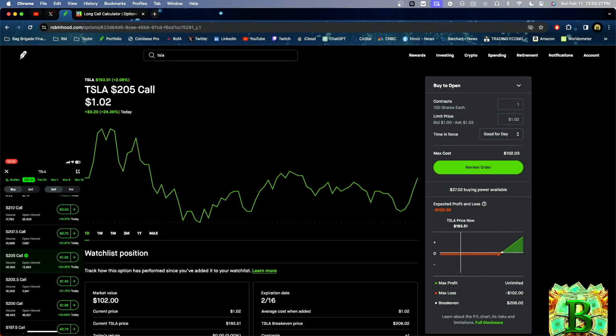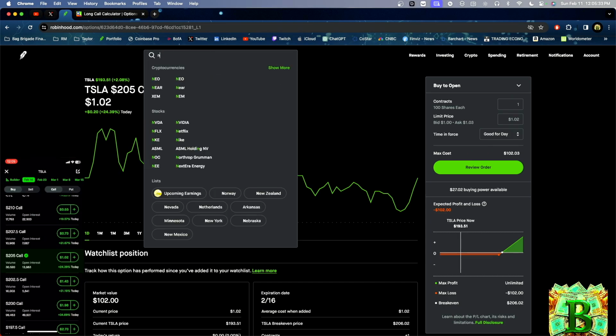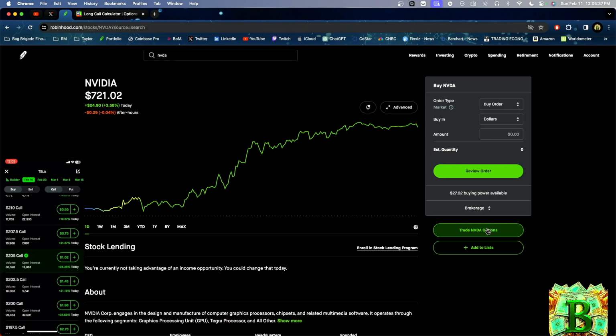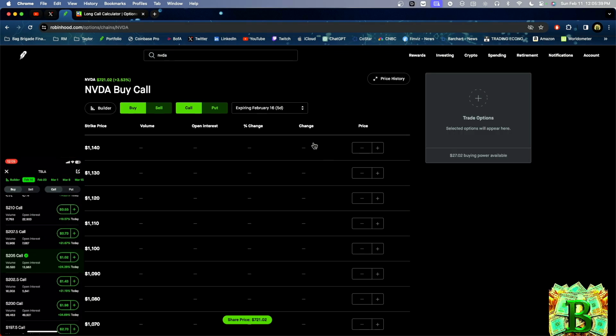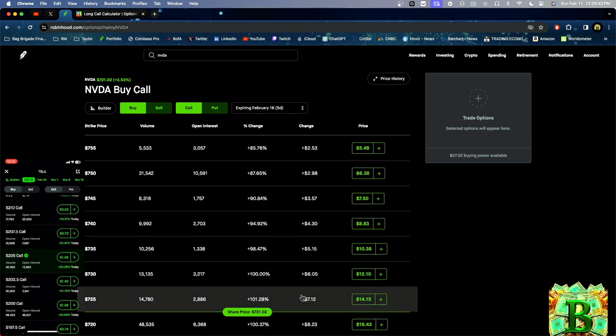Okay, I hope that was informative. I think I got through most of the basics on it. You could type in any stock you want, like even the all-time hero Nvidia. Woohoo! So boom, you go trade options. These things are going to be extremely expensive, by the way, because their earnings are coming up.